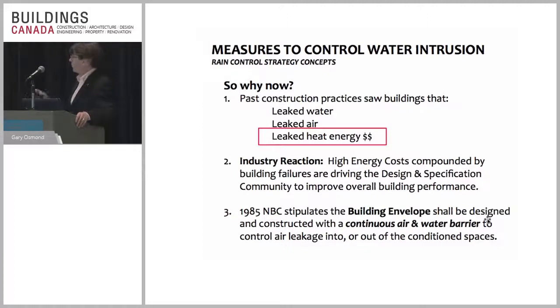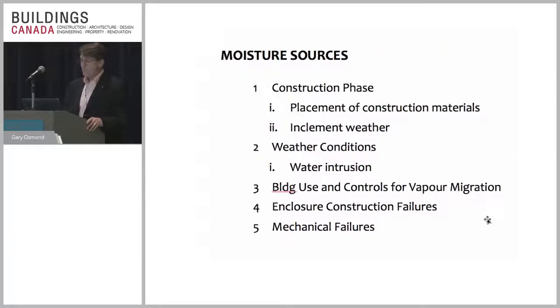This third bullet point was that this was addressed in 1985. This is not new science. This has been around for a while. The instructions out of the National Building Code in 1985 stipulated that the building envelope shall be designed and constructed with continuous air and water resistive barriers. It made sense there, and it still makes sense now, and this, again, is not new technology. It's what we have to pay attention to.